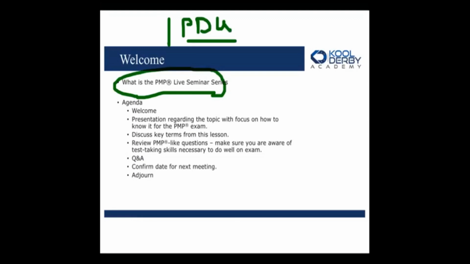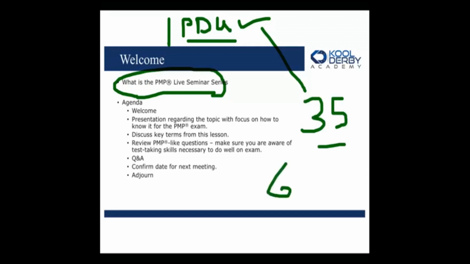That PDU means a professional development unit that helps you in two ways. Number one, if you want to become PMP certified, you have to get 35 professional educational hours, so this is one of 35. And second, if you want to get your PDUs after you've earned the PMP, you have to get 60 PDUs. So this is getting you on the track to getting your 60 PDUs.